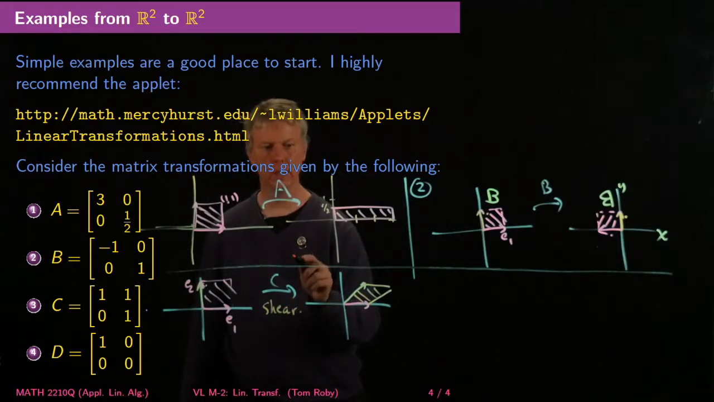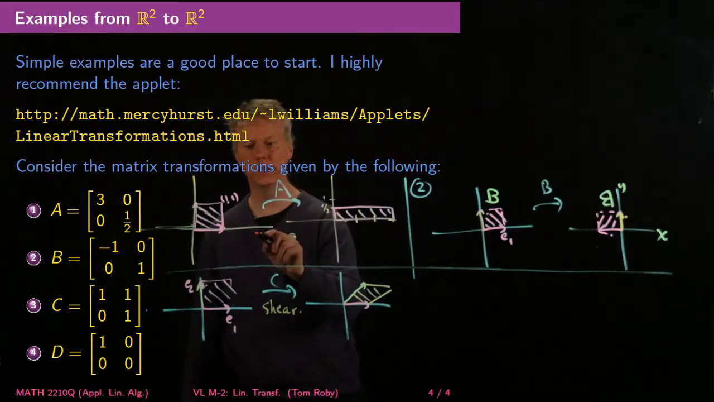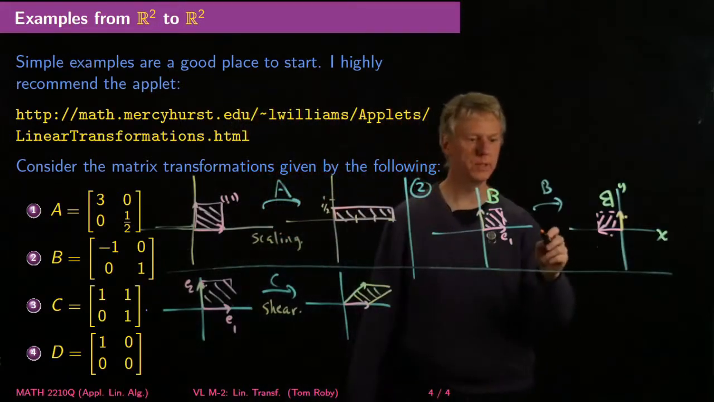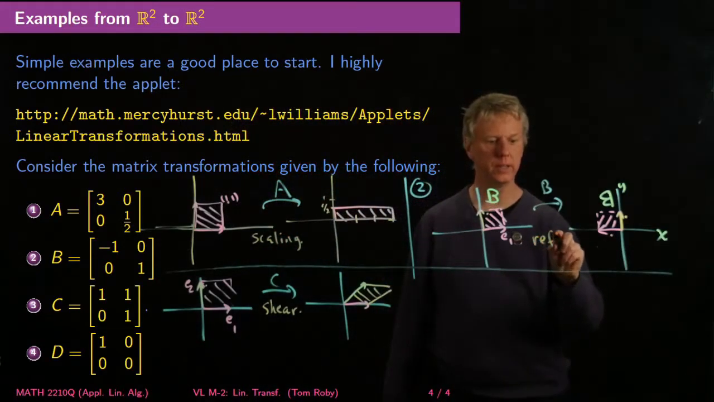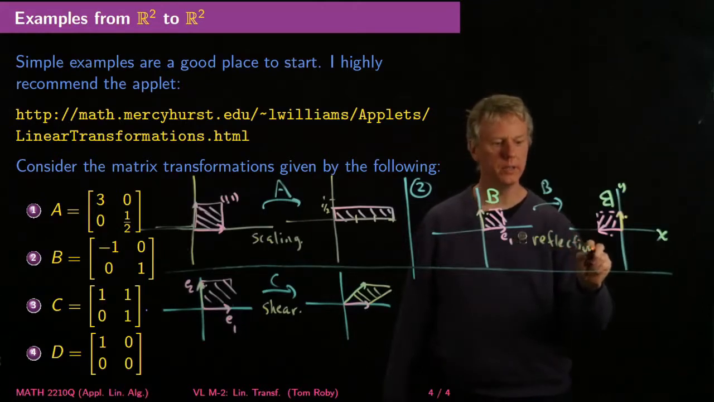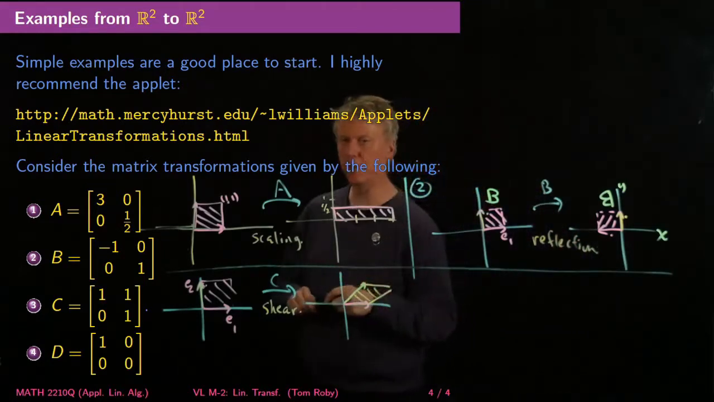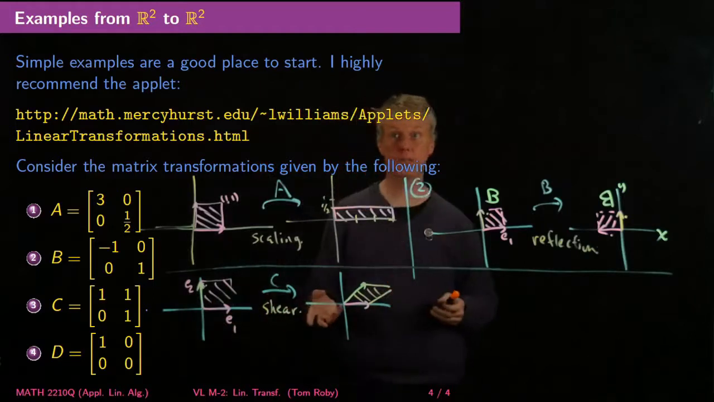And so this kind of transformation is actually called a shear transformation. These are scaling matrices. And this one is called a reflection. And so these are all things that happen in all dimensions, but they're easiest to understand in two dimensions, right?